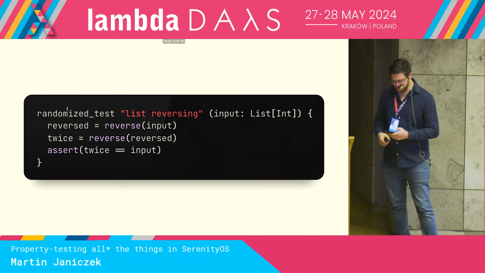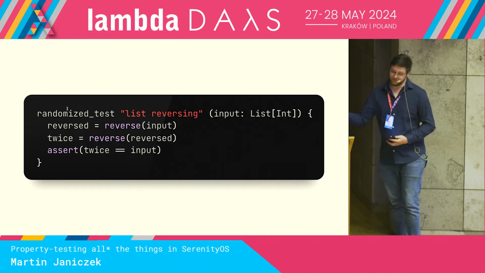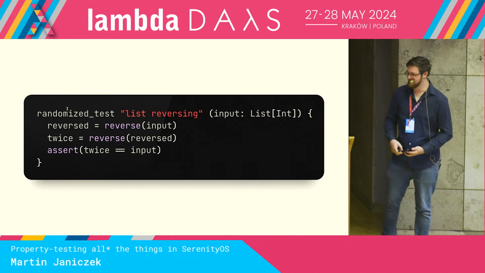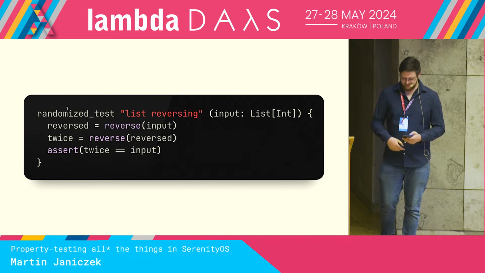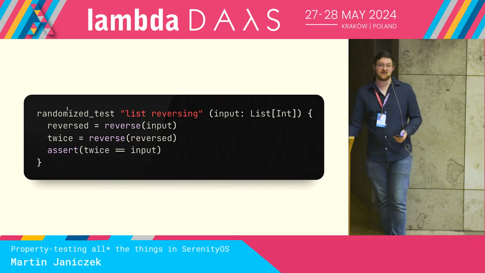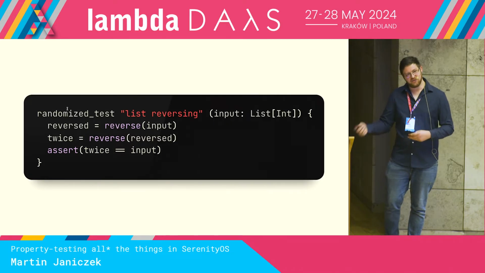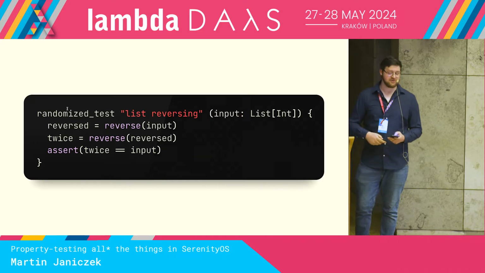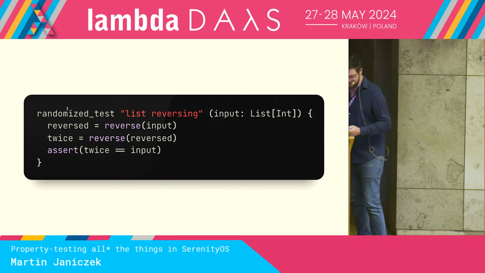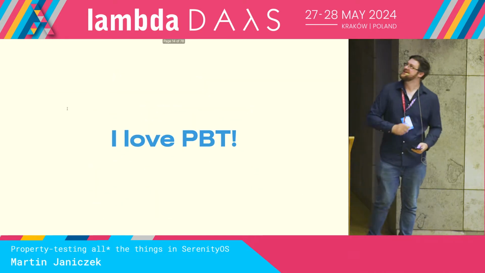You need to find some property that it has at all times. So this is a very canonical example. If you reverse it twice, it's as if you didn't do anything to it. Maybe the reversed list has the same length as the original list. If you count the elements, they will have the same number of each element as the original list, stuff like that. I will skip over this one.